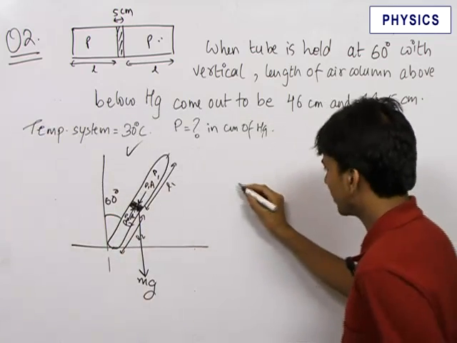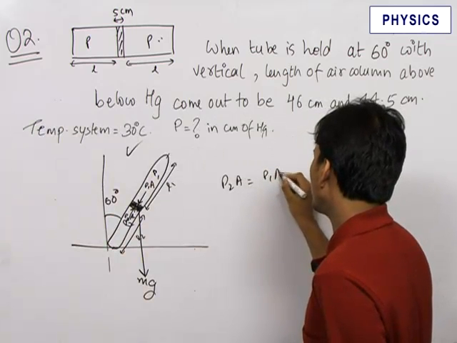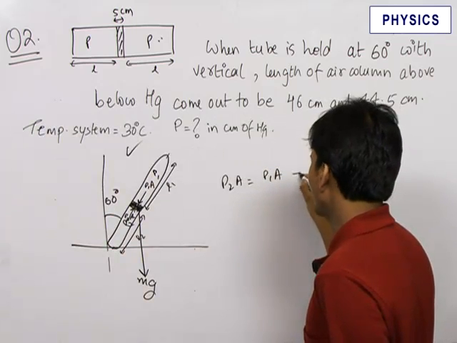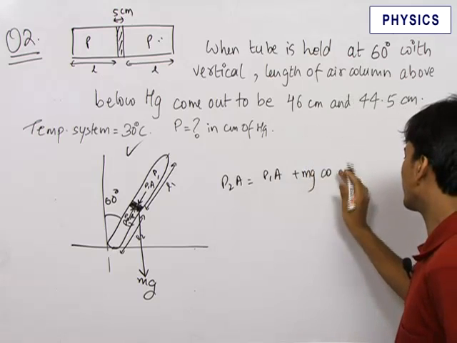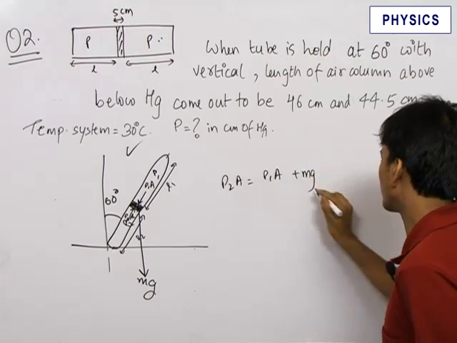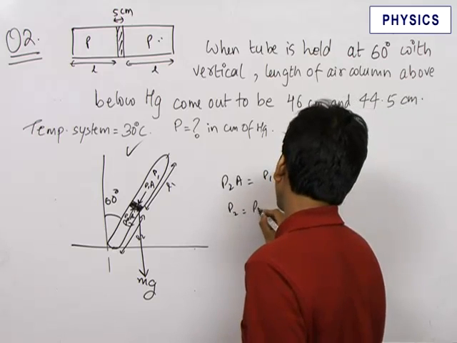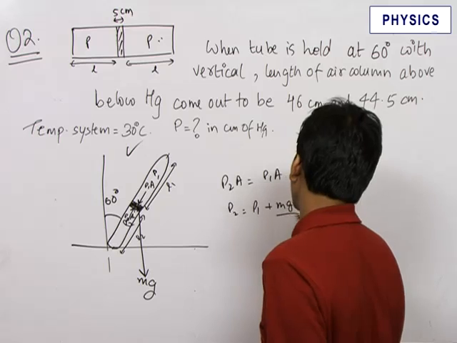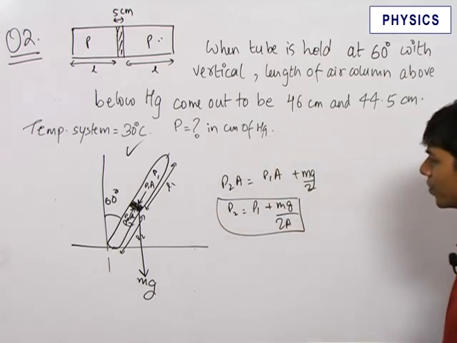Therefore we can write P2 into A is equal to P1 into A plus mg cos 60 degree, that is equal to mg by 2. Therefore we know P2 is equal to P1 plus mg upon 2A. This is one equation that we have.